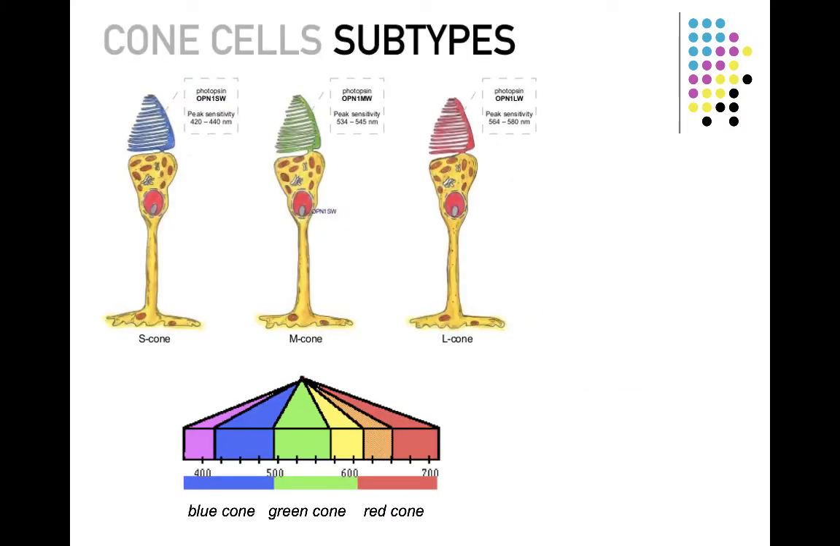There are 3 types of cone cells. We have blue cones, sensitive to the 420 to 440 nanometer segment of the visible spectrum. We have green cones, sensitive to the 534 to 545 nanometer segment, about in the middle. And we have red cone cells, which are sensitive to the 564 to 580 nanometer segment. So in actuality, our retina contains the ability to only see 3 colors: red, green, and blue.